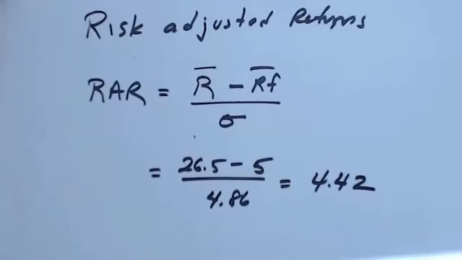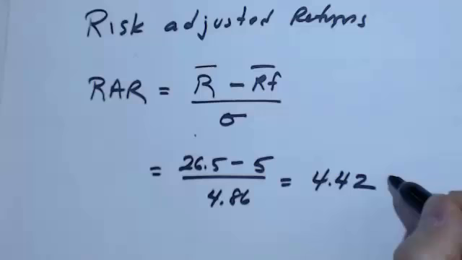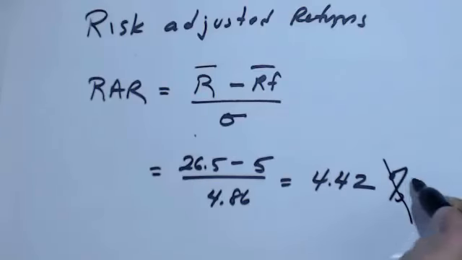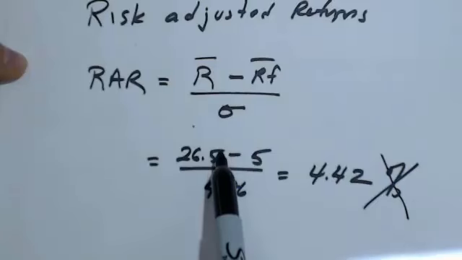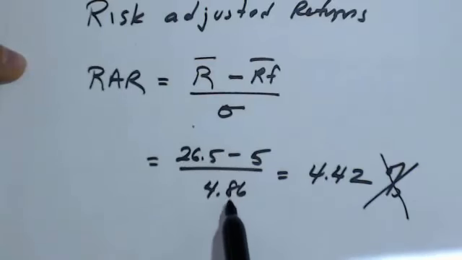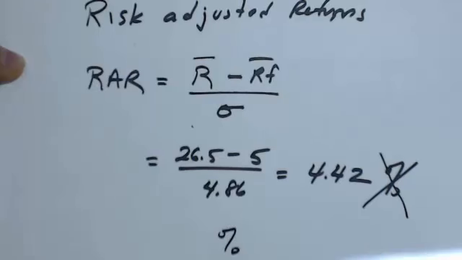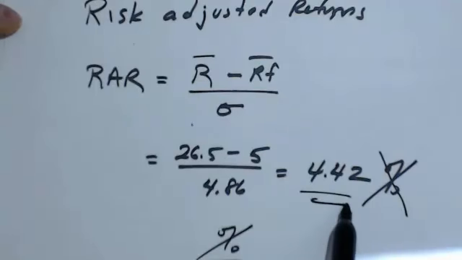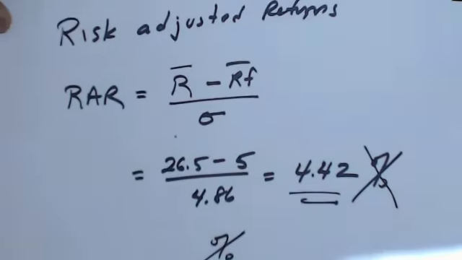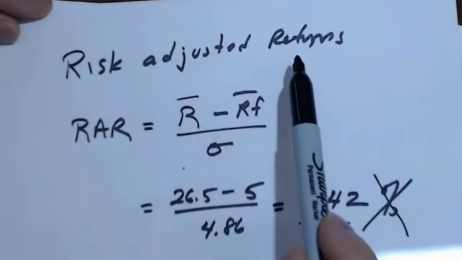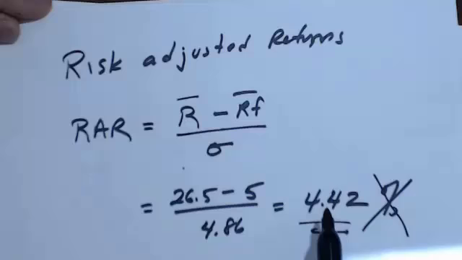4.42. Now, do not put, see this, I'll put a big X. Don't put a percent behind there because it's technically not a percent. It's unitless. The reason is, you have a percent on top and a percent on the bottom, so they cancel out. You get a number, but you don't have a unit. So don't refer to this as a percentage. It's kind of deceiving because it says risk-adjusted returns, but this is not really a return.